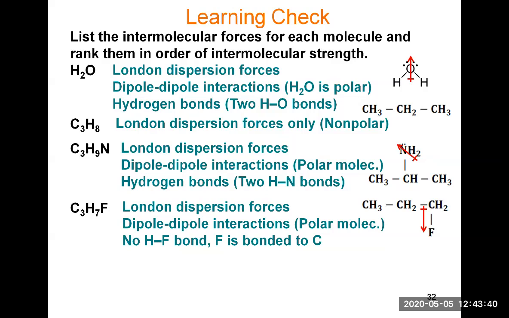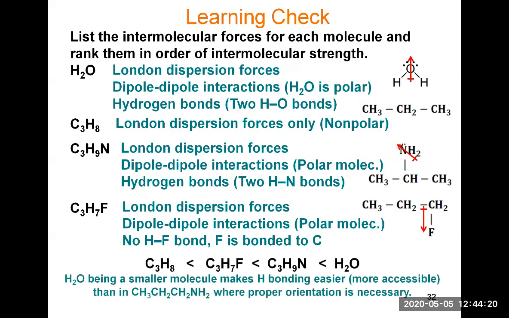So now the question was asking to rank them in order of intermolecular strengths. To the left, we'll place the weakest molecule, and that should be C3H8 because it only experiences London dispersion forces. To the right, we will have the one that experiences the most intermolecular attractive forces. And that can be H2O or C3H9N. And so the molecule that has the fluorine will be in between.